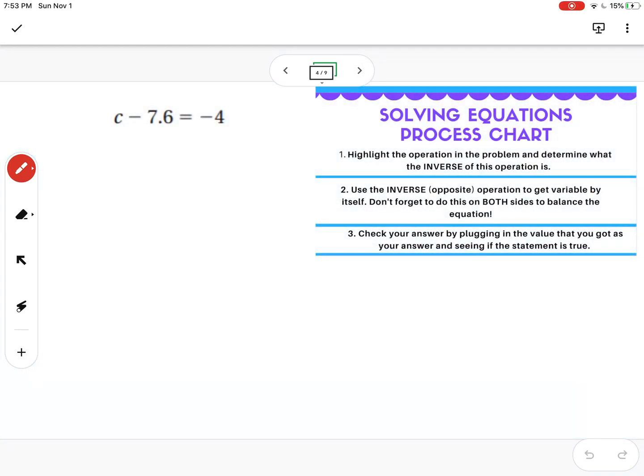All right, so now we have c minus 7.6 equals negative 4. The operation going on right here is subtraction, and of course, the opposite or inverse operation is addition. So we're going to need to add to get rid of that, and to isolate the c, get that by itself. So let me rewrite this. C minus 7.6 equals negative 4.